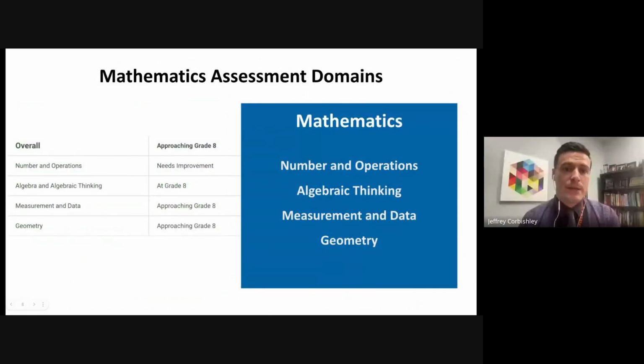So for the math assessment, there are 4 specific domains that we do assess: number and operations, algebraic thinking, measurement and data, and geometry. So on your child's report, you'll notice that each domain where it says overall, it's one of those 4 domains, and then the placement level is to the right.